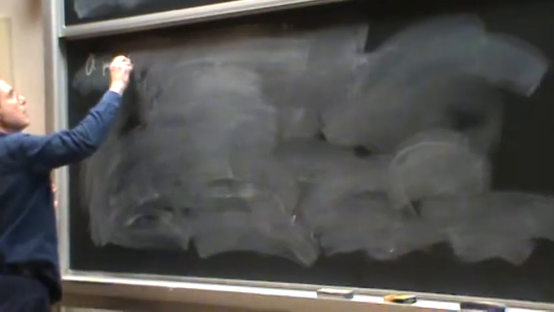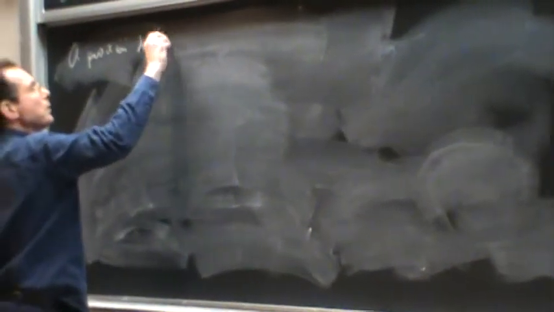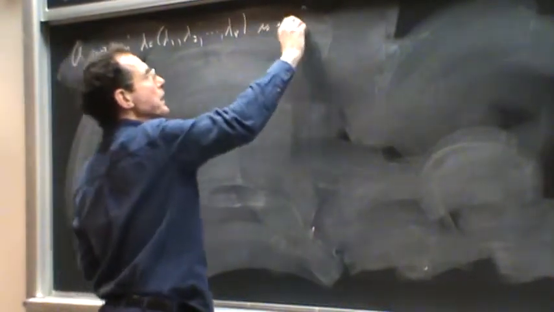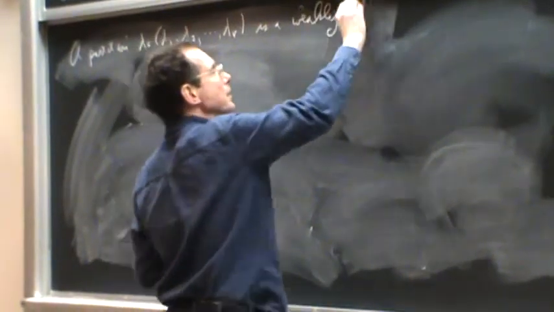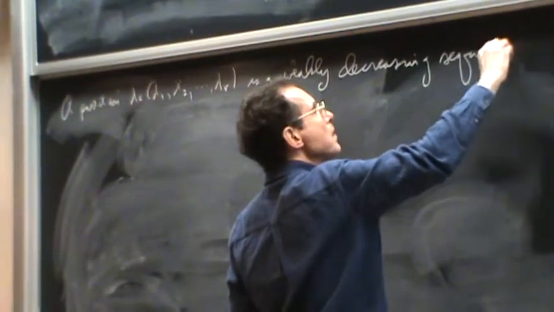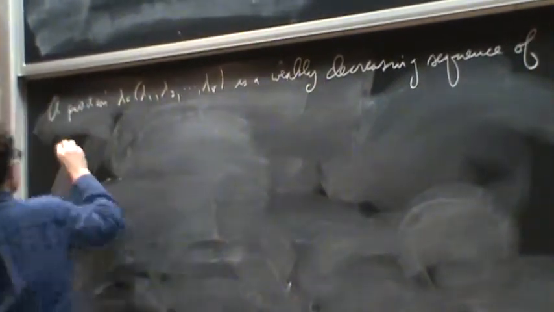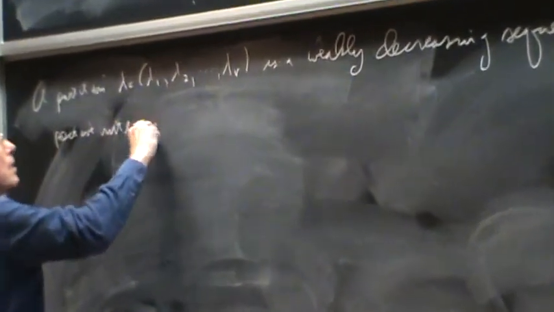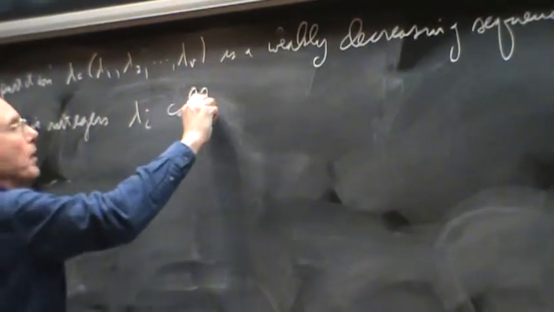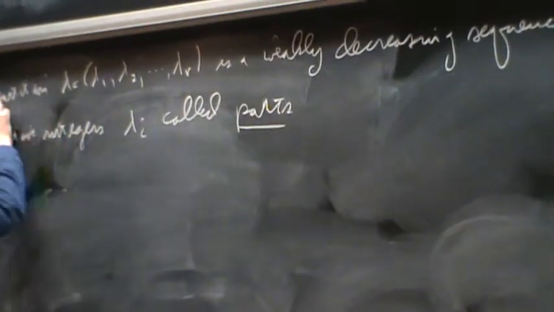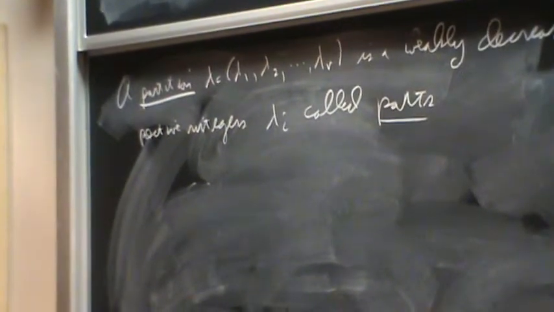So a partition lambda equals lambda 1, lambda 2, down to say lambda r, is a weakly decreasing sequence of positive integers. The lambda i are called parts of the partition. Okay, so just take some weakly decreasing sequence.